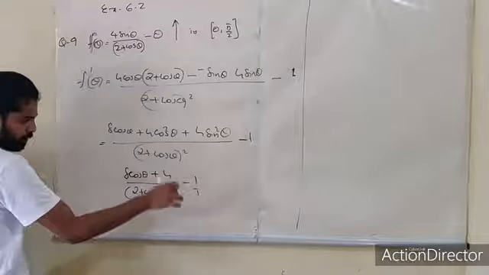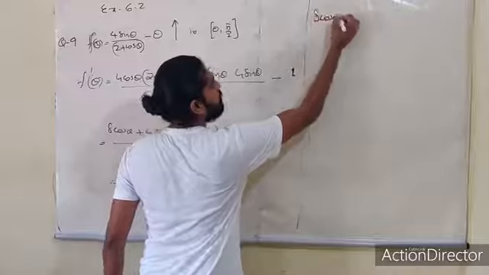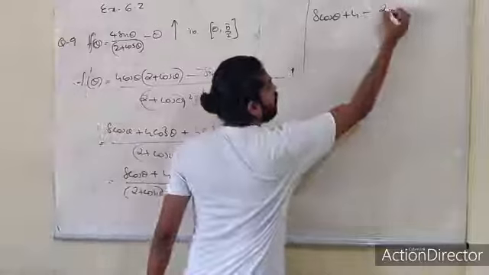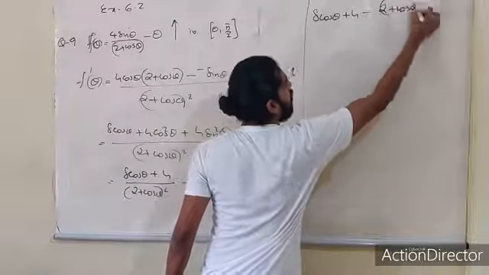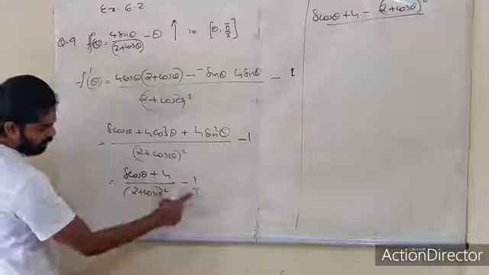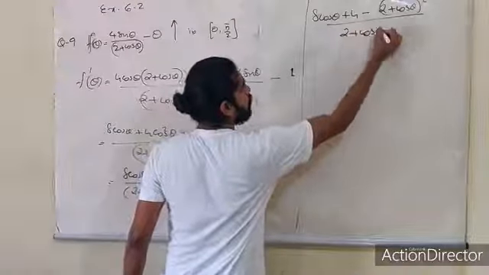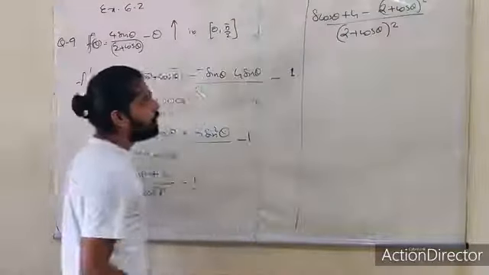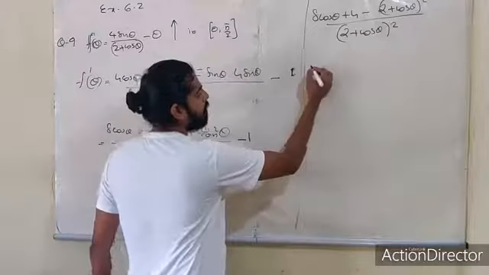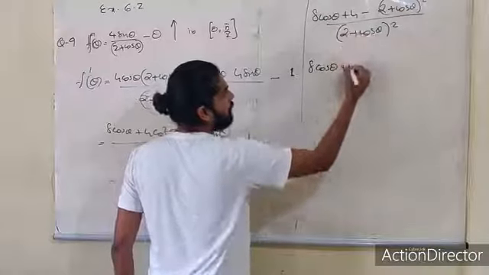We'll take the LCM, we'll cross multiply and take the LCM. 8 cos theta plus 4 minus this thing, (2 plus cos theta) whole square. So (2 plus cos theta) whole square in the denominator, we are not going to expand, it remains like this. But in the numerator we have to expand, then only we will be able to say whether this is positive or negative. We have to get this as greater than 0.